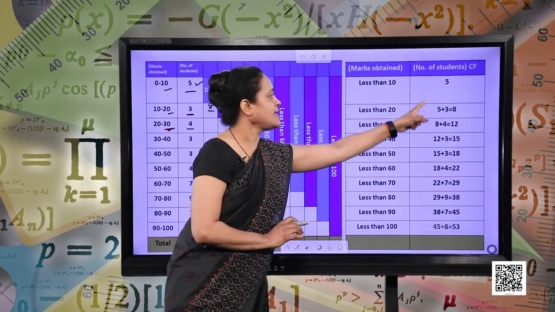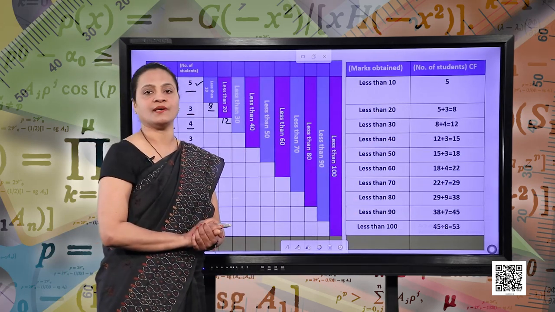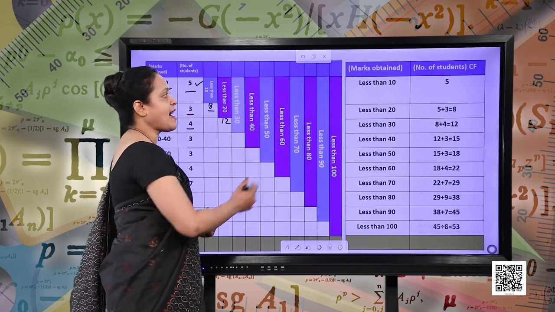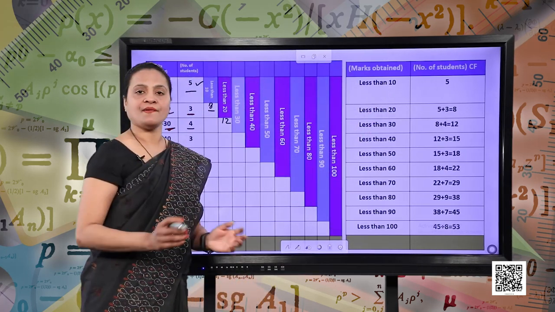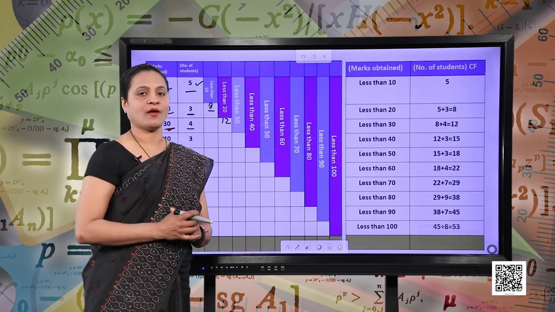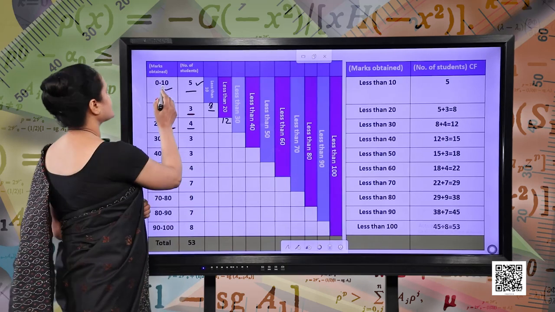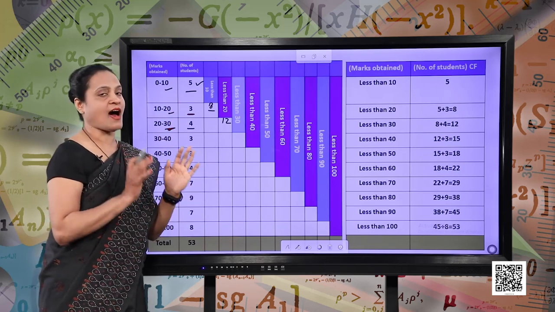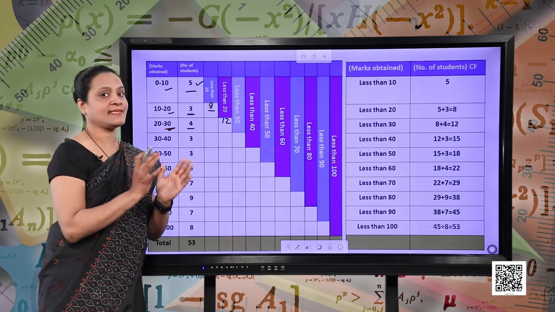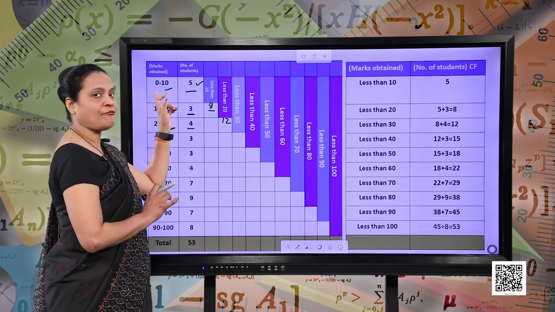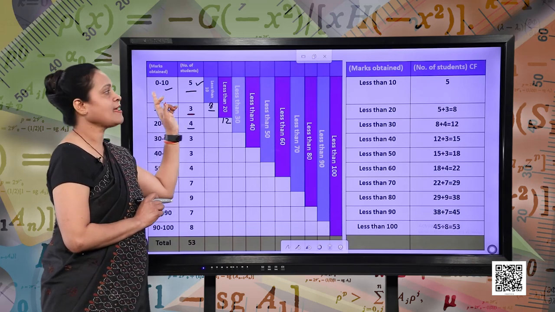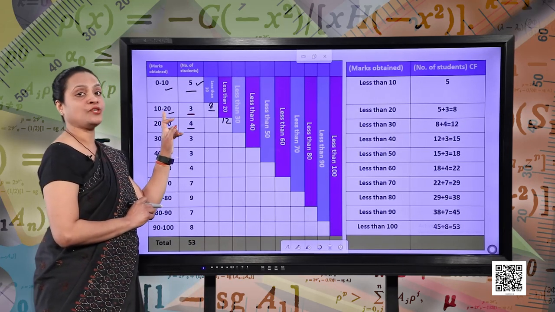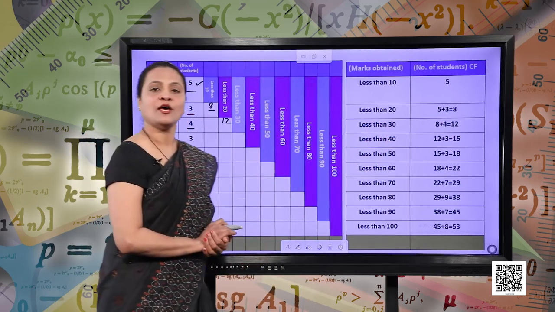So, we can form this less than type cumulative frequency distribution table using the same method. Students, you must be wondering why I am writing less than 10 and not less than or equal to 10. Because remember, we have discussed that in the first class interval, 10 is excluded. So, the number of students, that is 5, are those students who have scored marks less than 10. So, the cumulative frequency of this class interval 0 to 10 will be 5. The cumulative frequency of the second class interval, that is 10 to 20, will be 8 and so on.